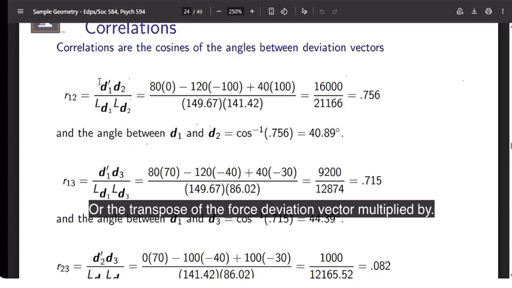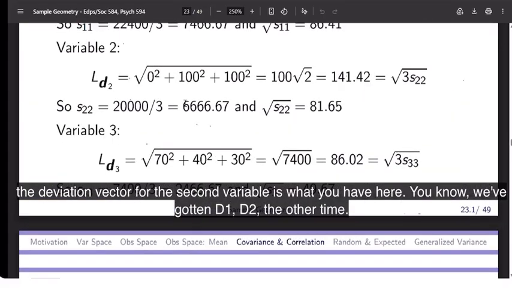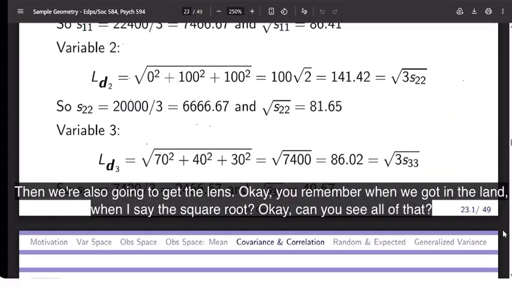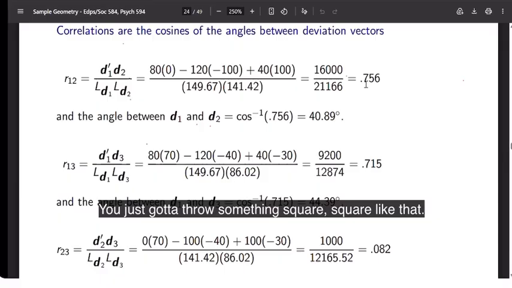We've gotten D1, D2 the other time. Then we're also going to get the length. You remember when we got the length, we're going to say the square root of something squared, like that. Can you see all of that? And at the end of the day, I'll be able to get my correlation.